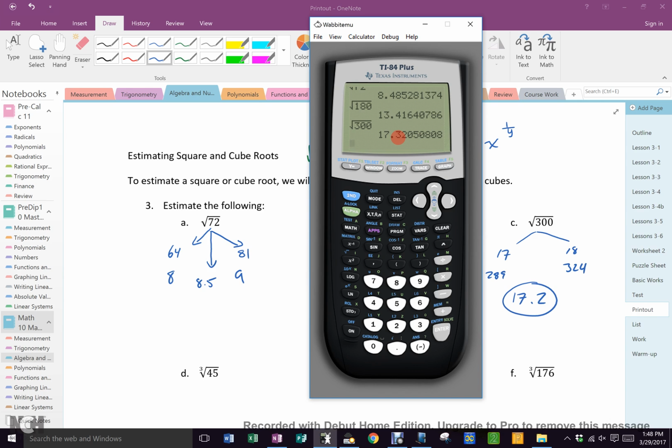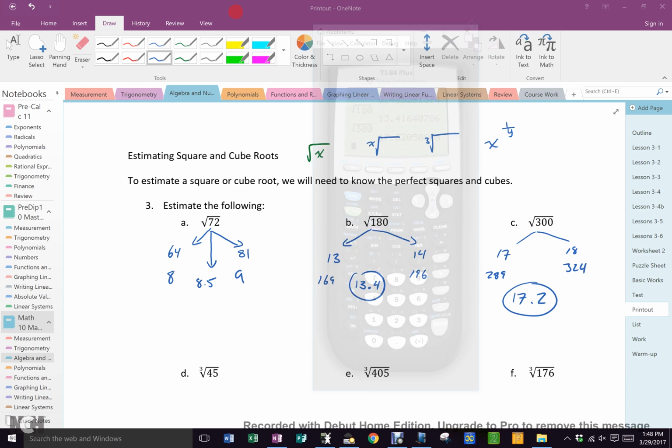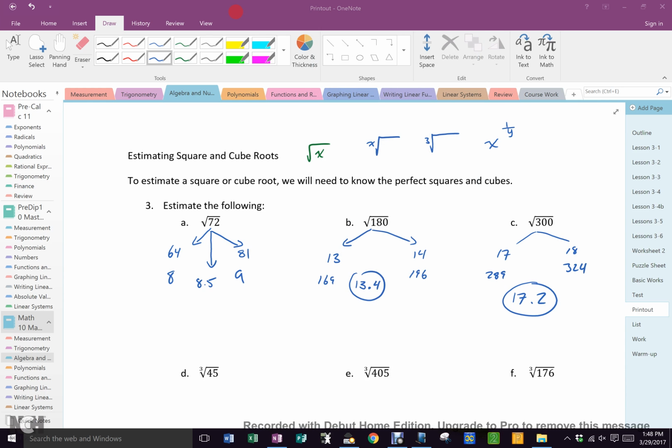17.2 or 17.3. If you had $17.30 and I had $17.20, would you say we have almost the same amount of money? Close enough to do an estimate? Yeah. Everybody picking up what I'm putting down? What changes in the next row?